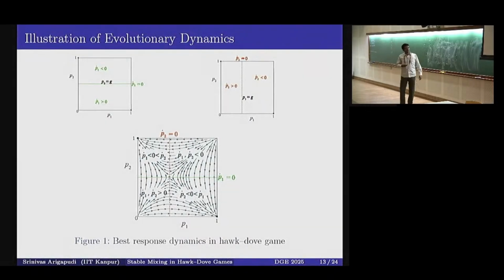And this phase portrait intuitively tells you why only the pure equilibria are going to be stable under the evolutionary dynamics. So let me try to explain the phase portrait here. What these arrows show is the direction of flow. For example, let's say I'm starting in this particular region. Here, P1 dot and P2 dot are both going to be less than 0, and then it moves in this direction. Once it enters this region, P1 dot is less than 0 and P2 dot is positive, so it moves in this direction, and then it reaches this particular state.